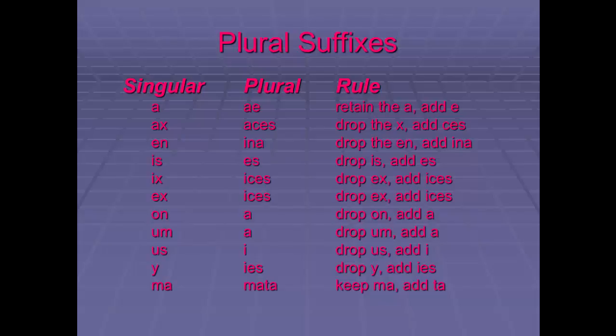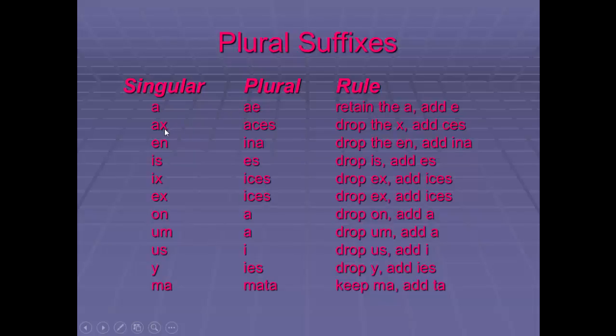However, in Greek and Latin, they do have a rhyme to the reason, and so they have a list of rules: if a Greek or Latin term ends in one of these, then you have a rule of how you change it to a plural form. So if you have a term that ends in A, you will retain the A and add an E in order to make that plural. So bursa would be bursae, and so you would add B-U-R-S-A-E to make it plural.